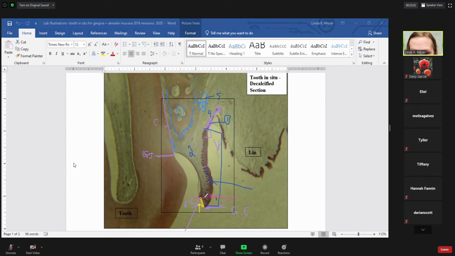Really at the base of the sulcus, and I go out to the outer aspect of the, just think this is everything above, coronal to this line. Everything coronal to this line is not attached. So in between the pink lines, that's the free gingiva.